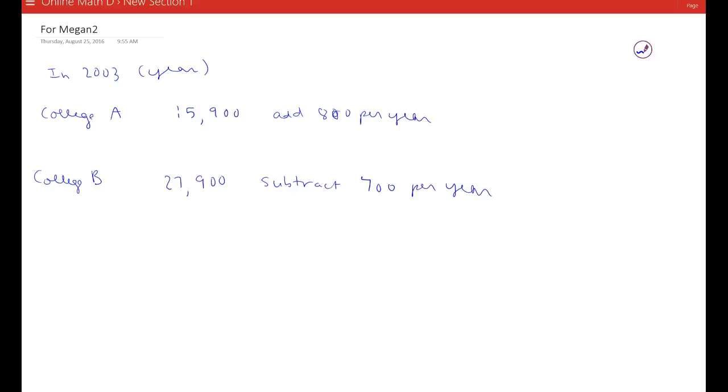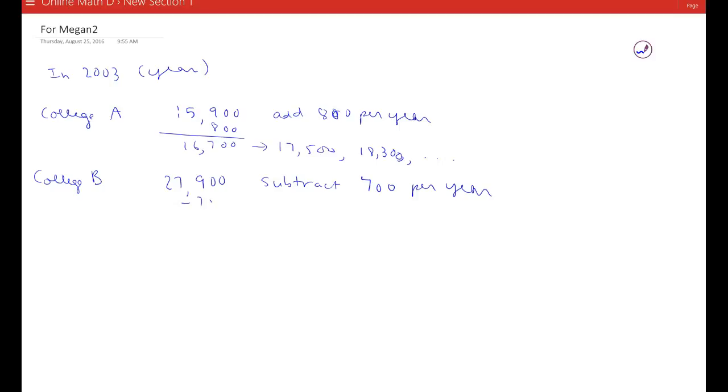So can you see that college A would be going 15,900 plus 800 is 16,700. Then the next year they would have 17,500. Then the next year they'd have 18,300. And so on. So you see their numbers are getting bigger by 800 each year.